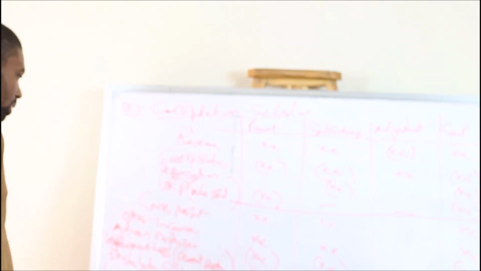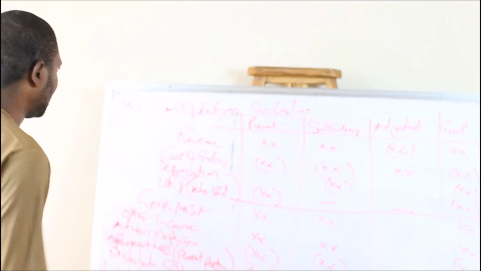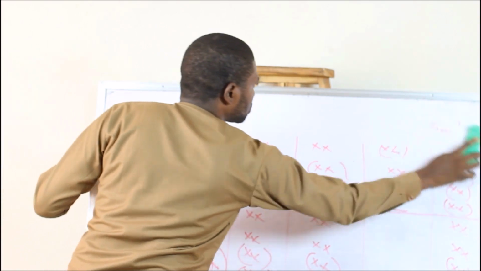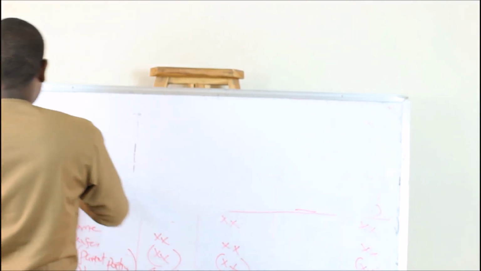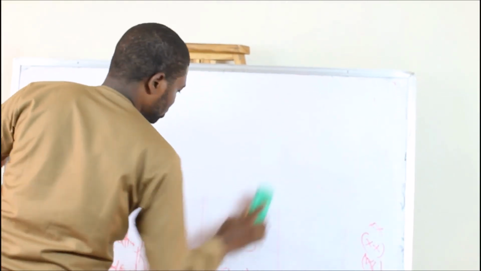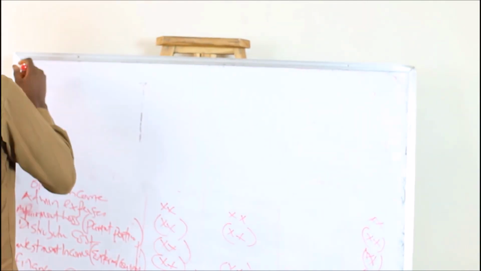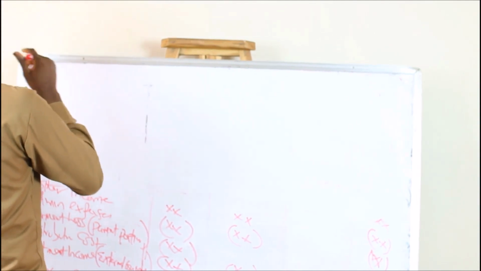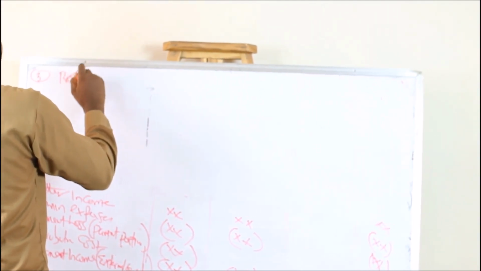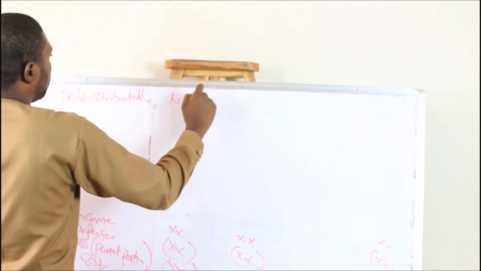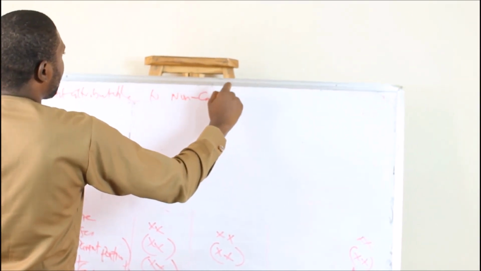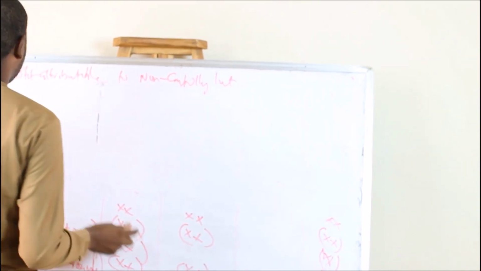So let's go to the third step. The third step is number 3: profits attributable to non-controlling interests.